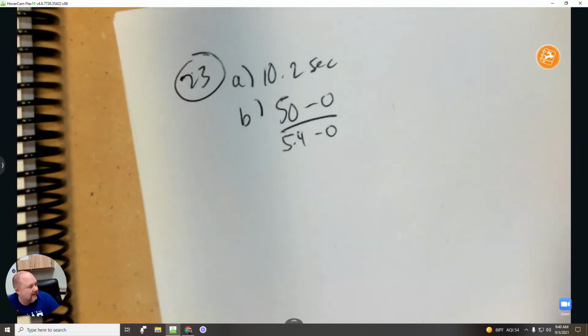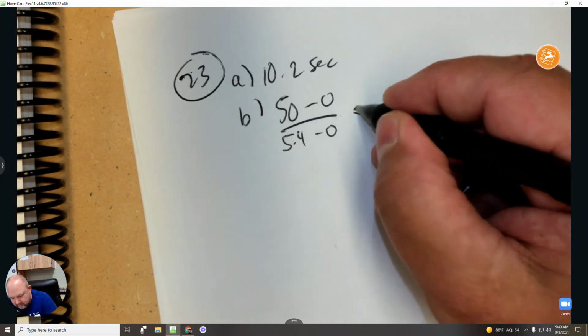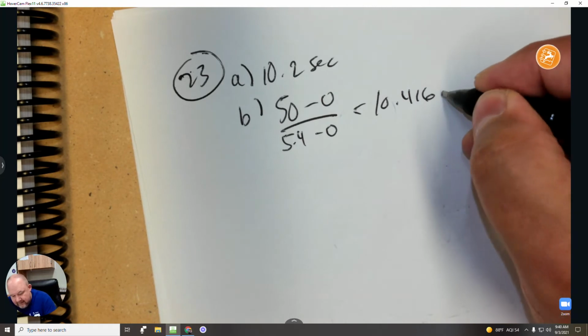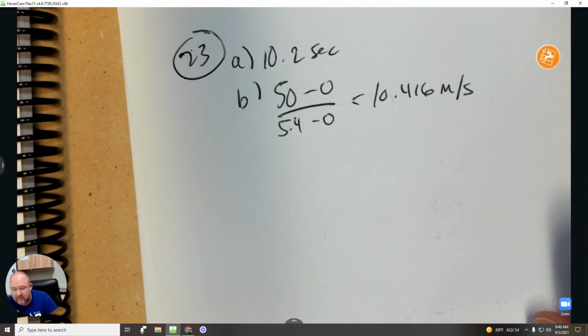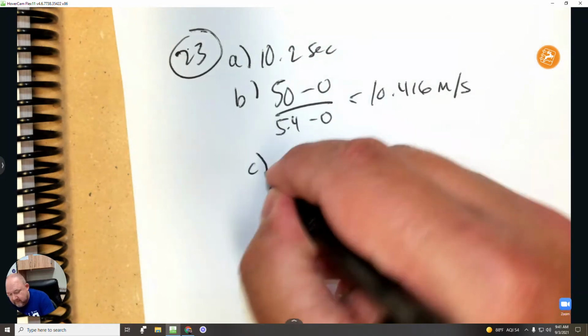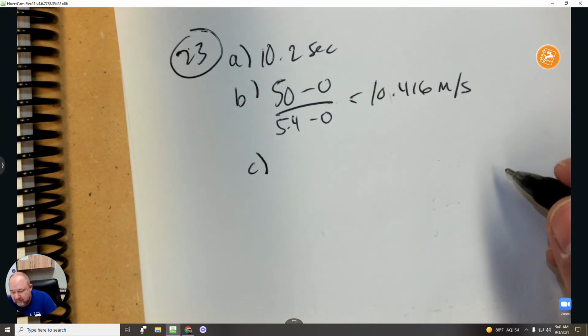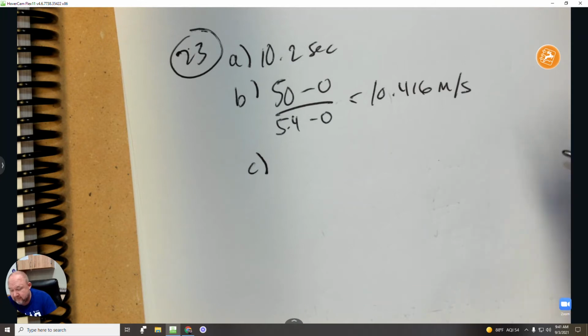And if you like, that answer is 10.416 meters per second. So on average, that's how fast he's running, or she's running, in the first 50 meters. What's the sprinter's average speed over the second 50 meters?